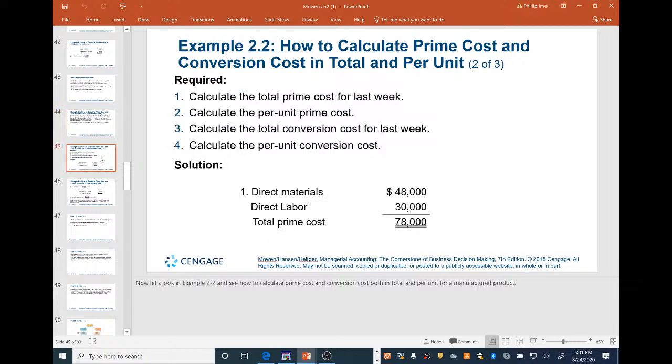And this one, sorry, I don't have my slide pointer up, so the first solution is given. The first thing: calculate total prime cost for last week. If y'all want to try it on your own, I know it's given here, so we can just look at it. So pretty much total prime cost. Remember, what's prime cost? Direct materials, direct labor, right? Once again, it was given, right? So $78,000 is total prime cost. How do you think you would calculate the per unit prime cost?